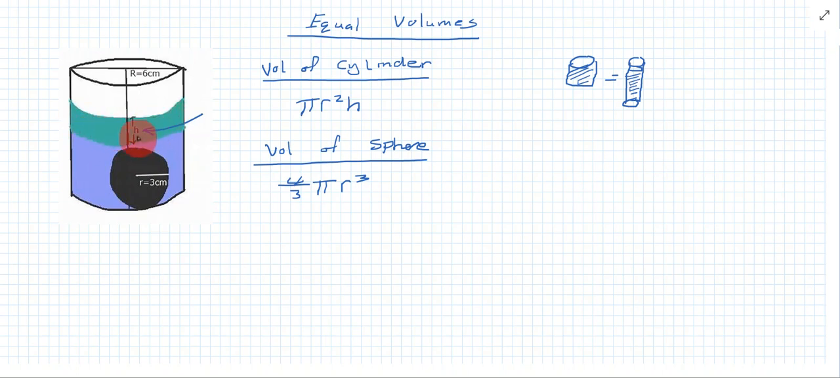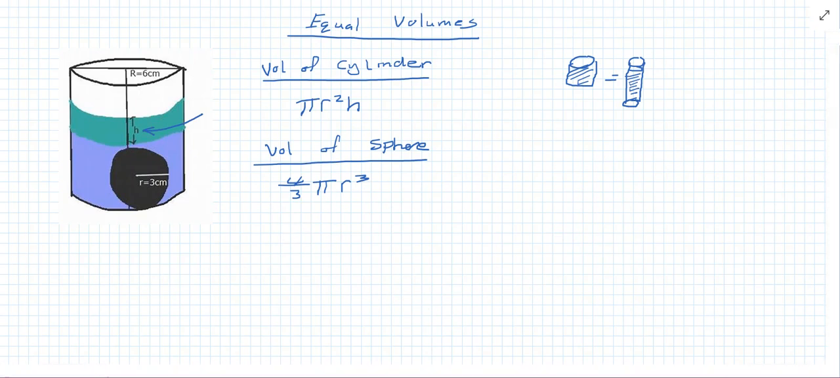And then we can use the volume of a cylinder. We have the radius of the cylinder, which is 6, but the height is going to be unknown. We can make these formulas equal to each other, put in what we have, and therefore work out the height here. So what would that look like? We can have something like this.